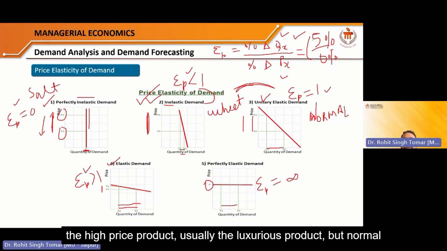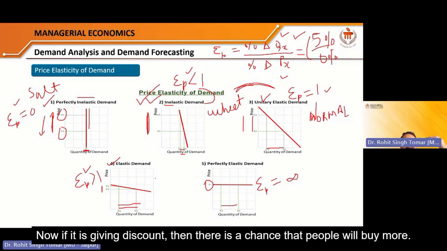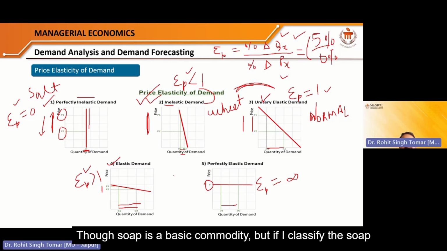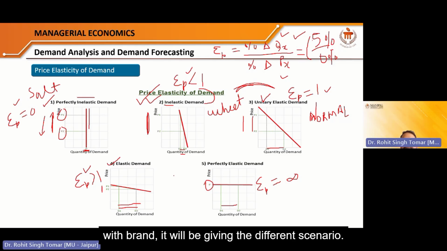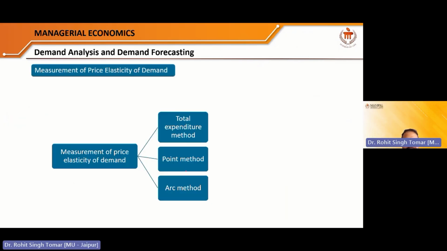Elasticity greater than 1. The example is a high price product, usually a luxurious product, but a normal high end product can also fall into this category. Say the price of Dove. Dove is a high end soap. Now, if it is giving a discount, then there is a chance that people will buy more. Though soap is a basic commodity, if I classify soap by brand, it will give a different scenario. I hope you are getting it. So there are 5 types of price elasticity.